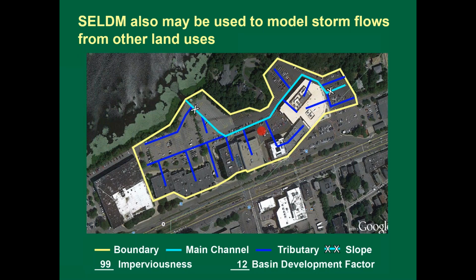And SELDM also may be used to model storm flow. In this case, this is a mall on Route 9 in Massachusetts. We could see it drains into this lake, where you can see all this mat of vegetation, so there's eutrophication going on. So here's our mall. We have our main channel, again, going from the drainage up to the drainage divide, the highest point. And then our 10-85 slope would be in the main channel, or in the trunk line drainage system. Now we can see there's roof drains identified as other tributaries feeding the trunk line.